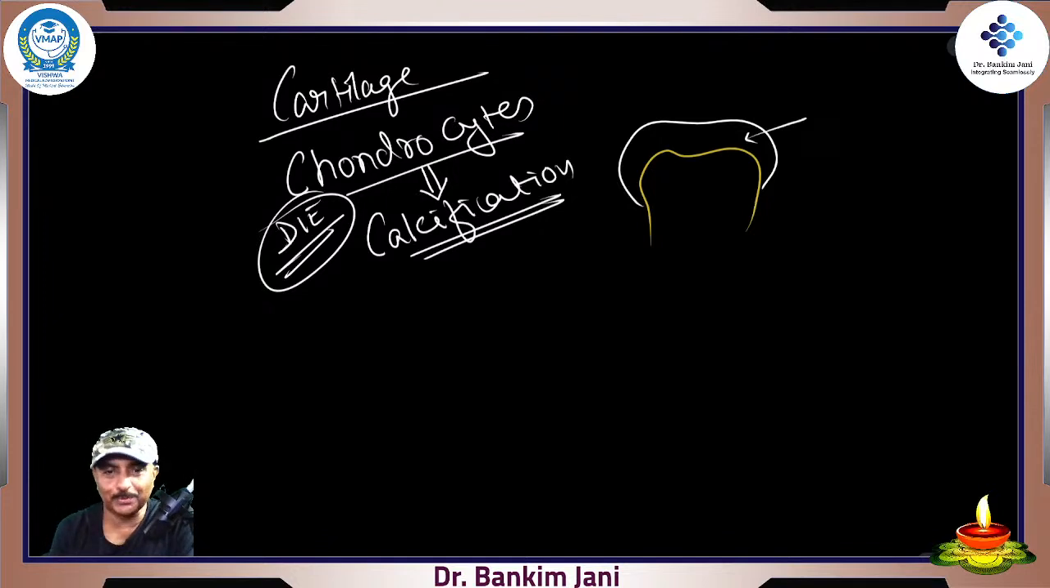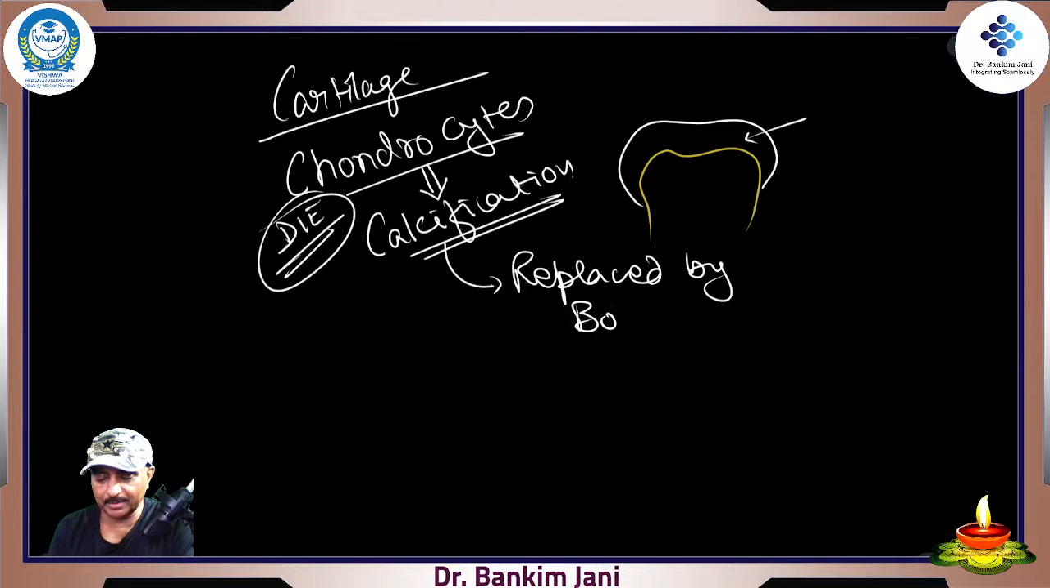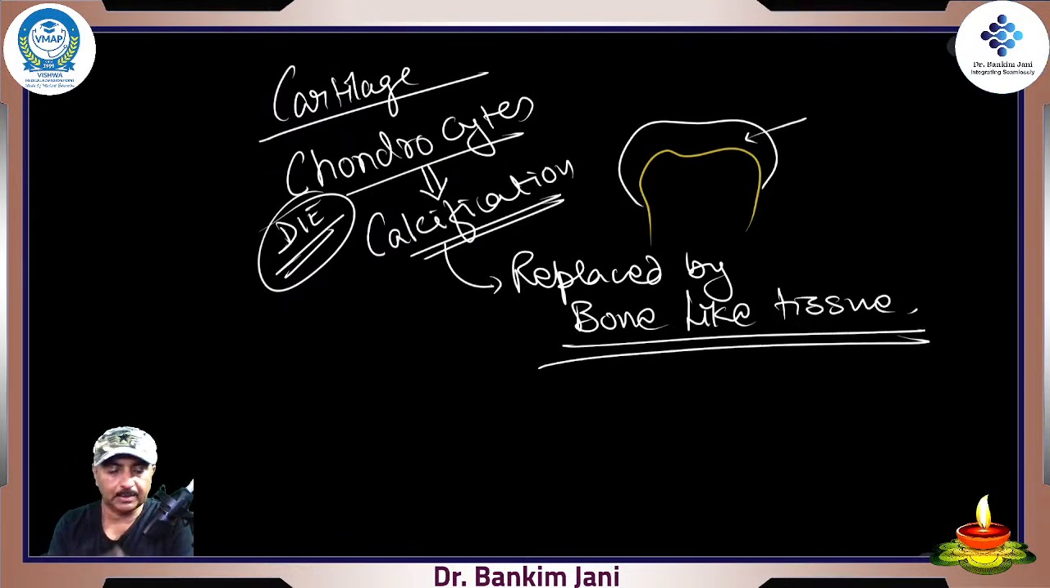So that is where they will be replaced by a bone-like structure, right? Bone-like, because it is not exactly bone; it is not that osteocytes enter. But when calcification is there, with so much deposition of calcium, it becomes like a bone-like tissue. And that leads to restricted movement.